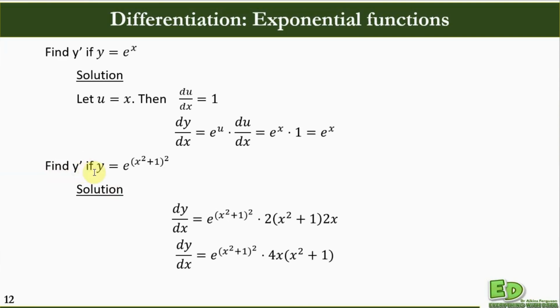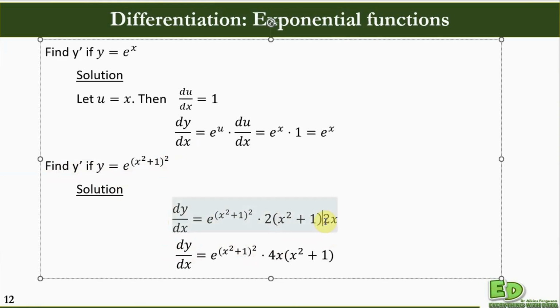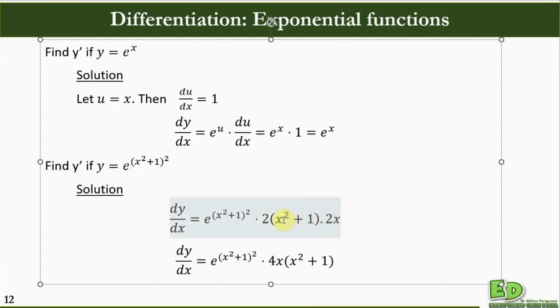Find y prime if y is equal to e to the power (x squared plus 1) all squared. Keep the function as it is, right? dy over dx: keep the function as it is, multiplied by the differential of what is on top of the e, which is (x squared plus 1) all squared, becomes our u. So bring the power in front of the function, reduce the power of 2 by 1, then multiply by the differential of what's in the bracket. The differential of x squared plus 1 gives you 2x.